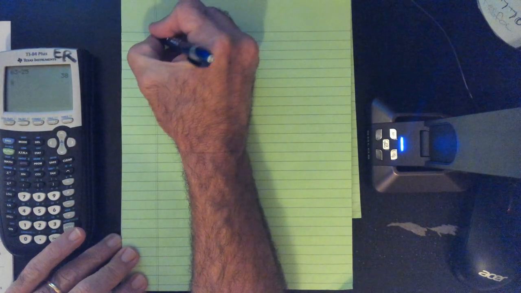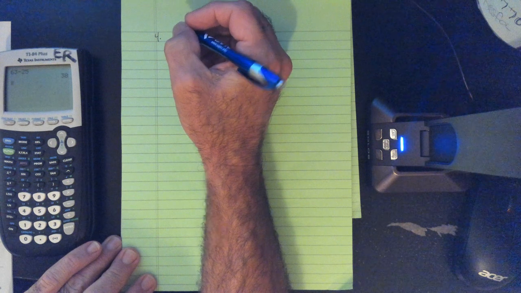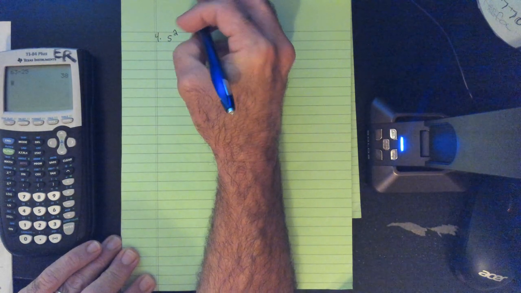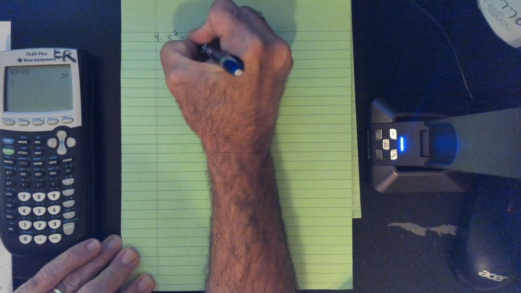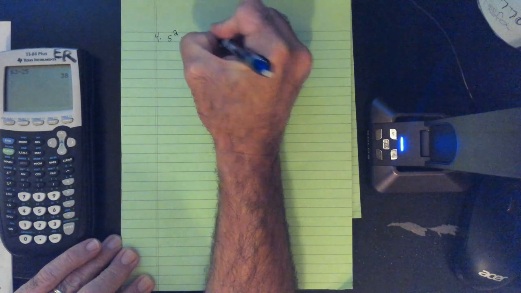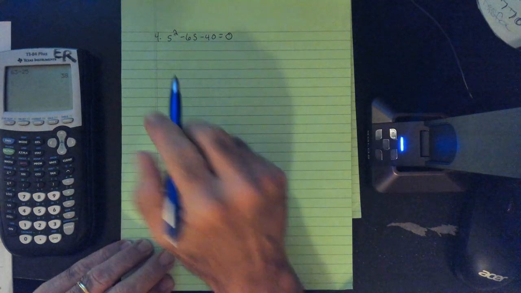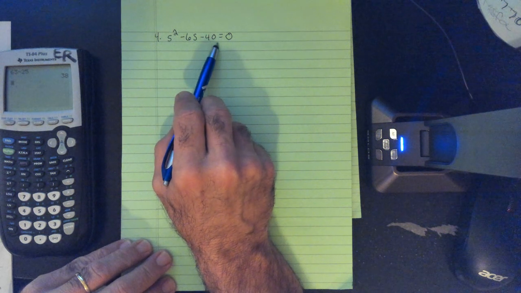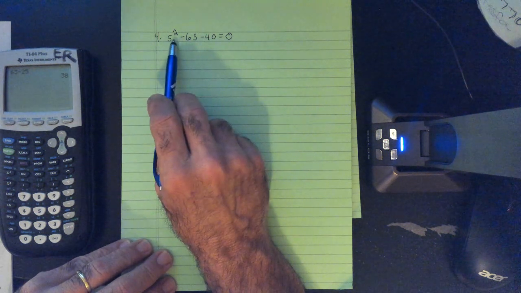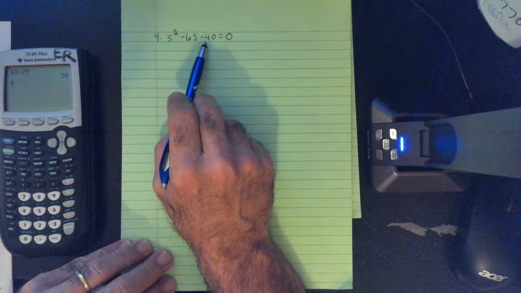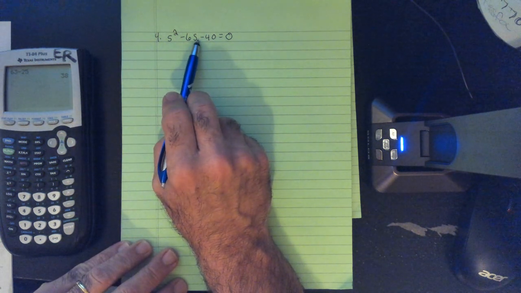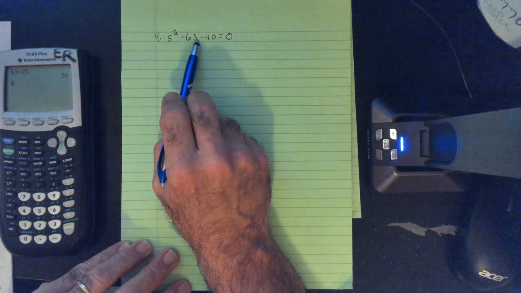Alright, number 4 says solve. They give me s squared minus 6s minus 40 equals 0. So a quadratic trinomial like this is a quadratic equation. I can use factoring to solve this, which I will do, or you can use the quadratic formula to solve this. Since I've got a lot of time, I'm going to solve this both ways.